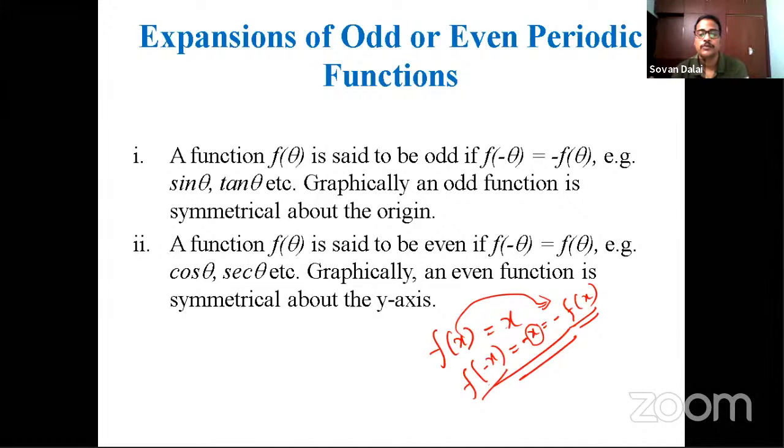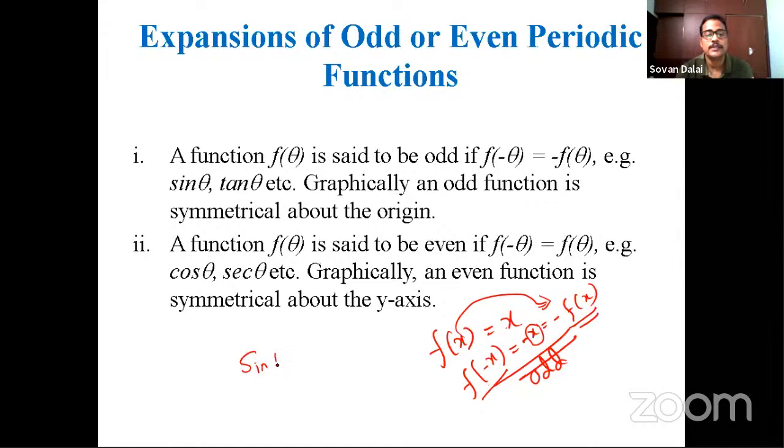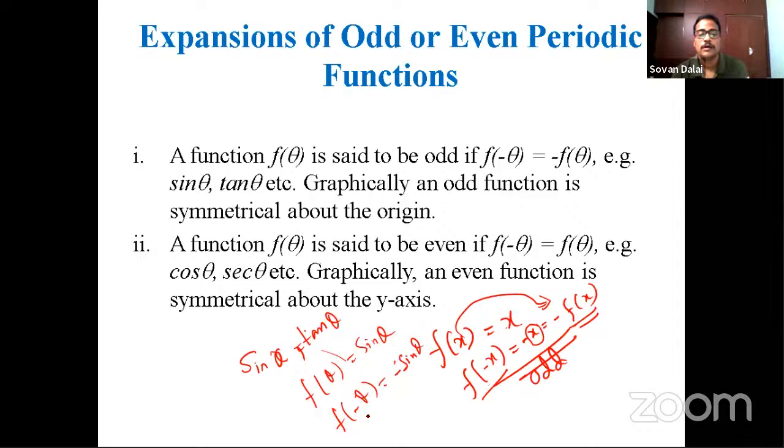Now if a particular function behaves like this, it is called an odd function. Generally, sine theta and tan theta are odd functions. Suppose f(theta) equals sine theta; if you put in f(-theta), then f(-theta) is minus sine theta. So if any function satisfies f(-theta) equals -f(theta), or f(-x) equals -f(x), we say this function is an odd function, and generally sine and tan theta are odd functions.